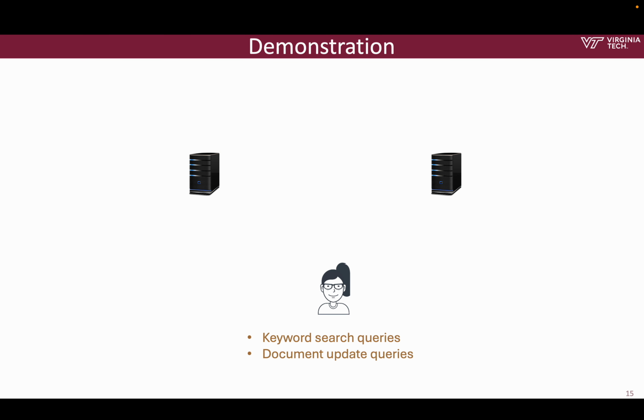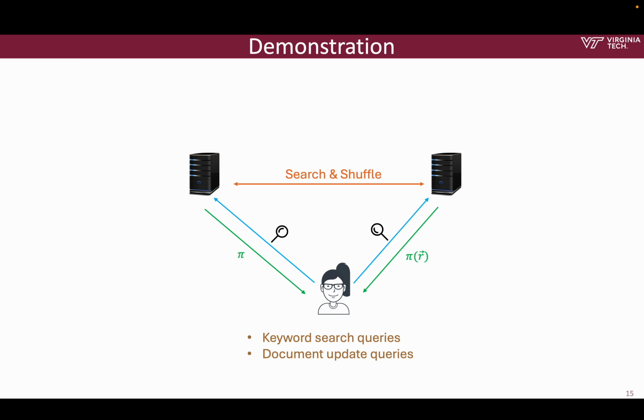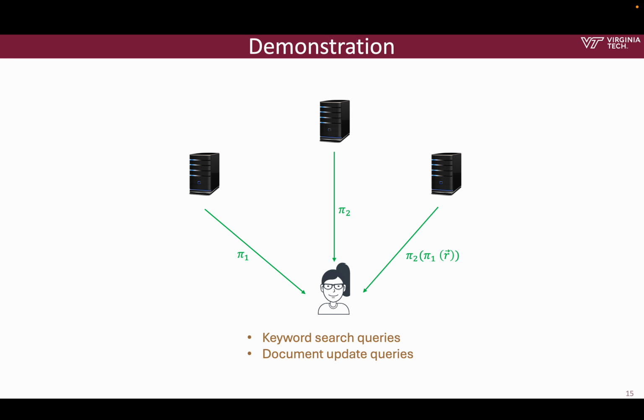Now is our demo. We are showing keyword search and document update operations. First, we run a demo with two servers, where the user sends a search query to two servers, then receives a permutation seed from one server and the permuted output from the other. From these two pieces of information, the user can recover the actual search output. After that, we run a demo with 3 servers. In this setting, the user receives permutation seeds from servers P0 and P1 and the permuted output from the other. Similarly, the user can recover the actual search output and display it.